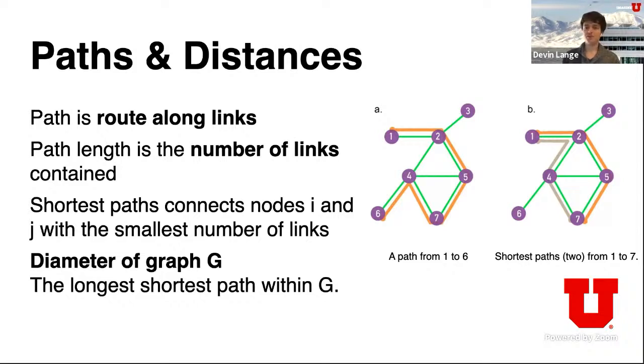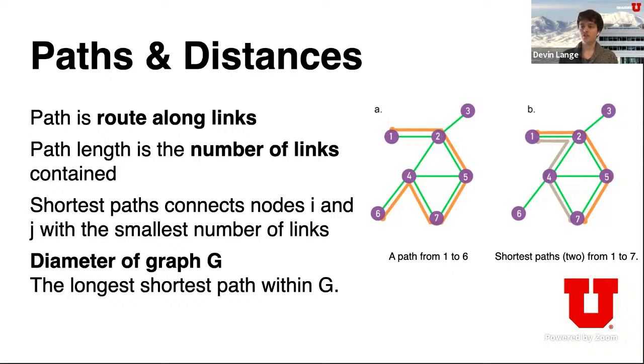And often here we're specifically interested in the shortest path. It's important to note that sometimes there are multiple equivalent shortest paths. So here, for the shortest path from 1 to 7, there are actually two options which have the equivalent distance.